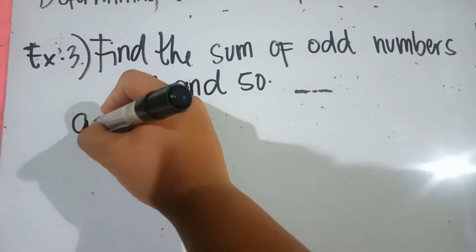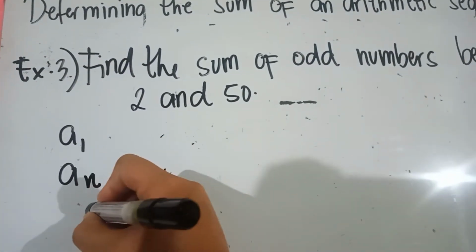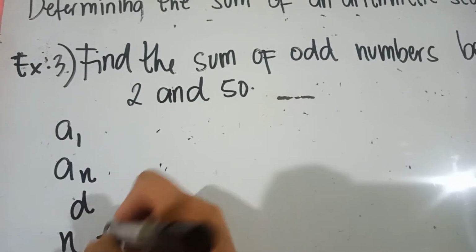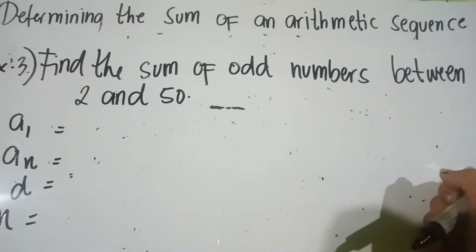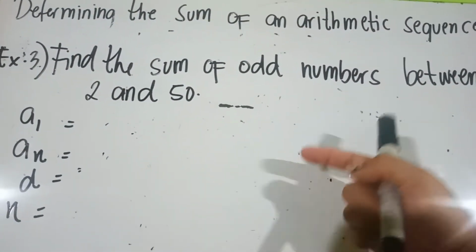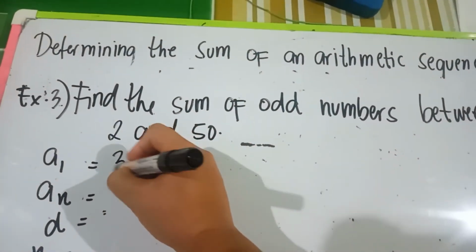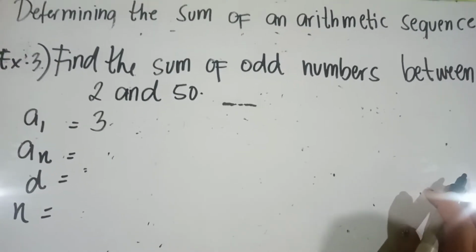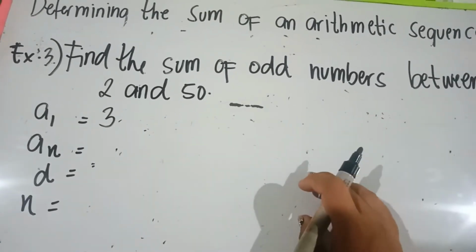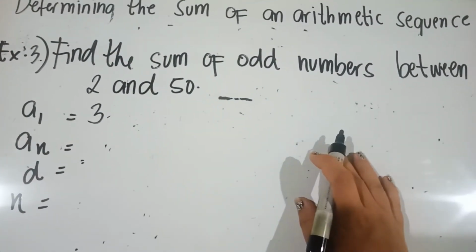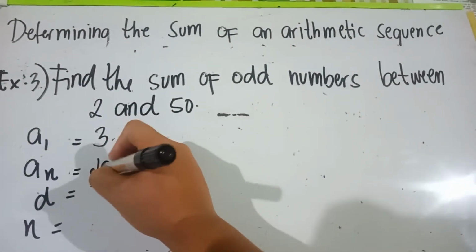First, we have a sub 1, and then we have a sub n, common difference, and the value of n. Okay, so now, what is the value of a sub 1? Okay, right after 2 is 3. Is 3 an odd number? Yes. So therefore, 3 is the first term. Okay, a sub n, yung pinakadulo na value natin. Okay, so 49 yung before 50. Is 49 an odd number? Yes. So therefore, our a sub n is equal to 49.